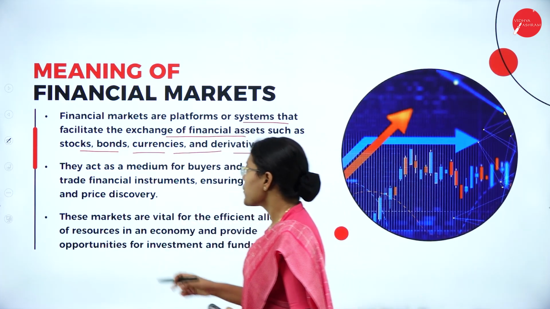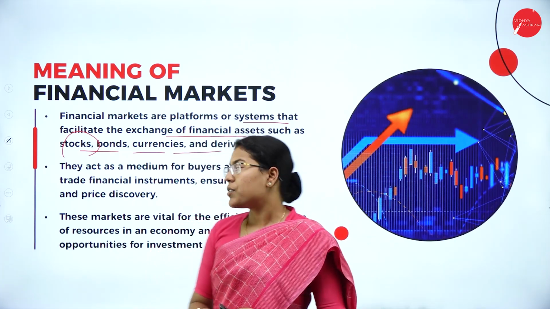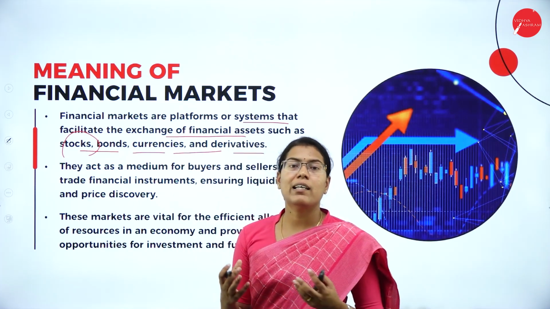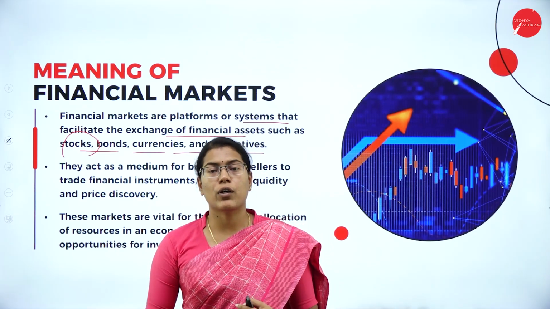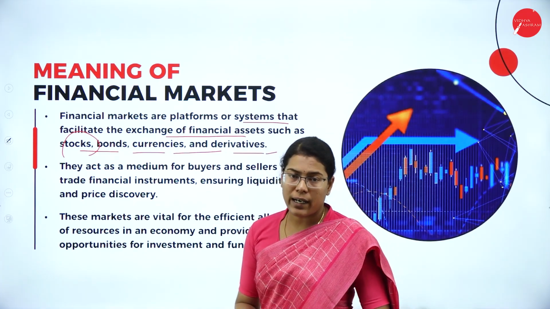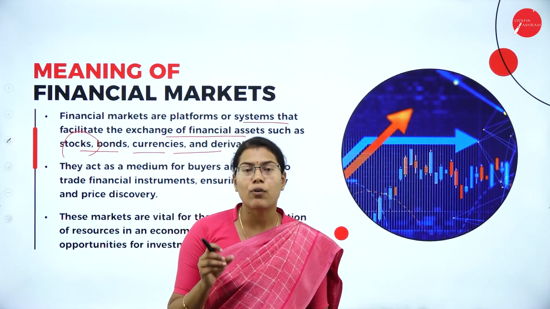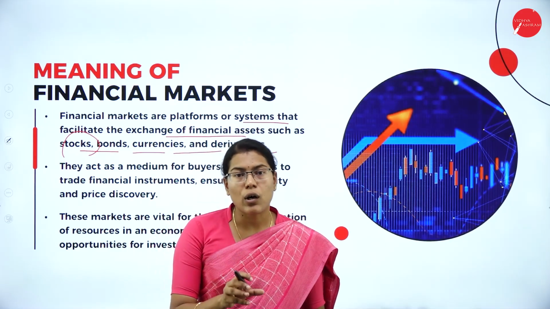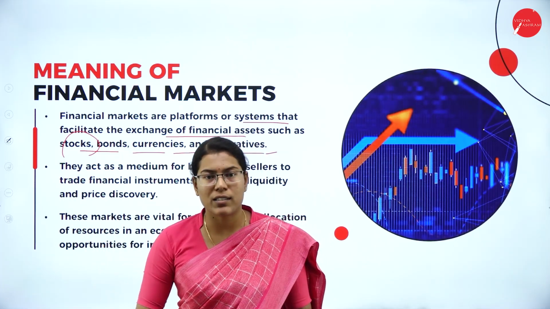So here we have stocks. Stocks are the shares of a business, and bonds are the debt instruments. The currencies are traded in the forex market, where different countries' currencies are traded in order to fix the exchange rate, and the derivatives are the contracts like futures and options. They are called derivatives because their value is derived from the underlying asset. Say the futures contract's value is derived from that particular asset for which the contract is made.